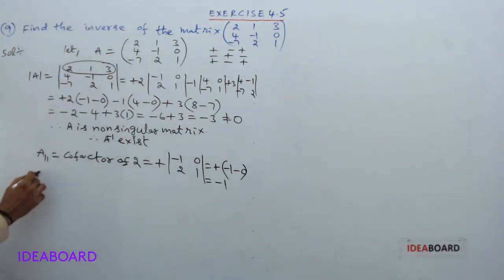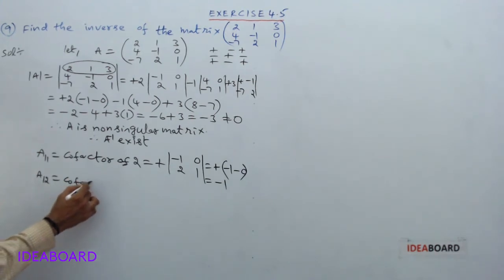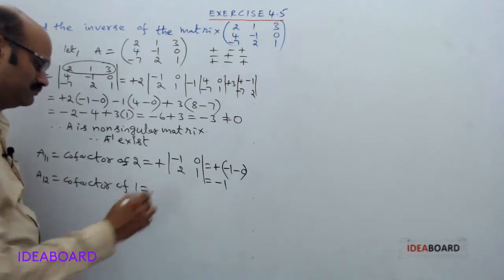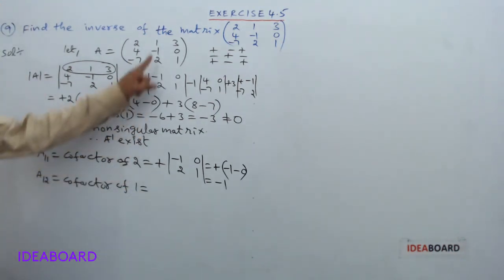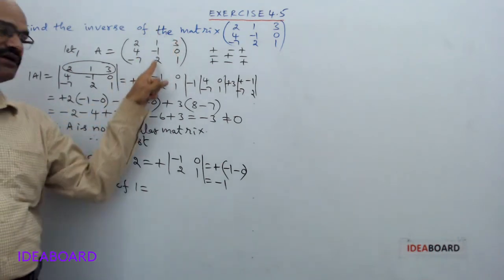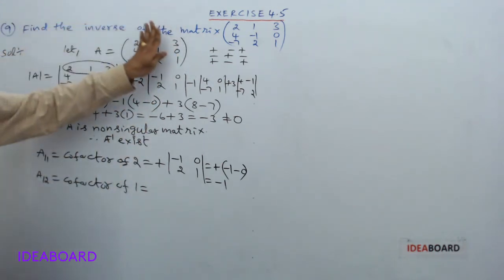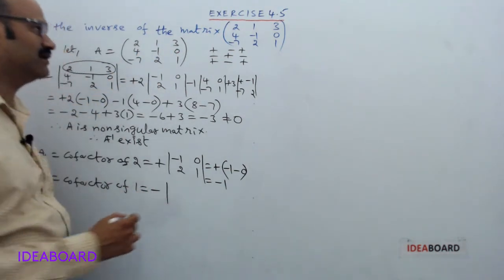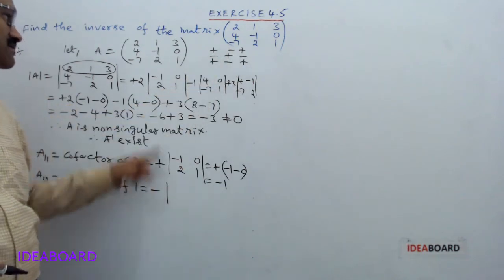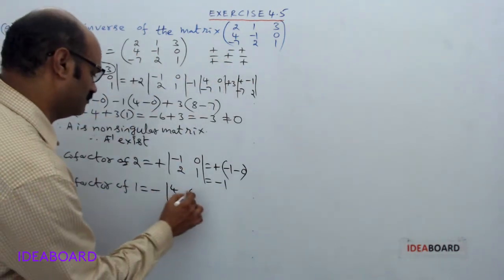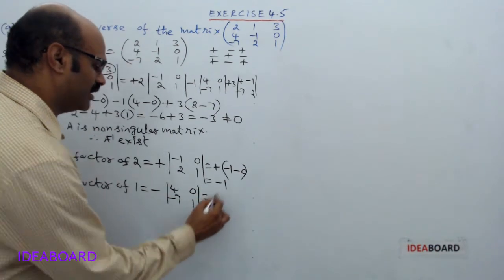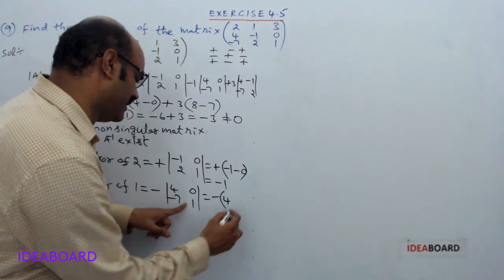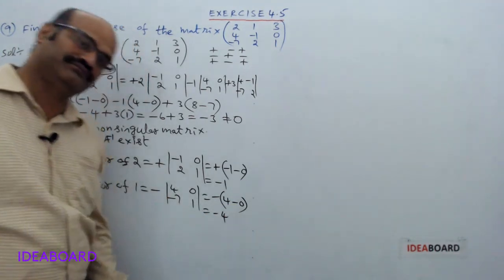Next, A12 equals the cofactor of 1. The element 1 lies in the first row and second column. So close the first row and second column. Then we have the remaining elements minus 4, 0, minus 7, 1, and the sign is minus. So minus of the determinant of 4 0 minus 7 1 equals minus of 4 into 1, 4 minus 0. So equal to minus 4.